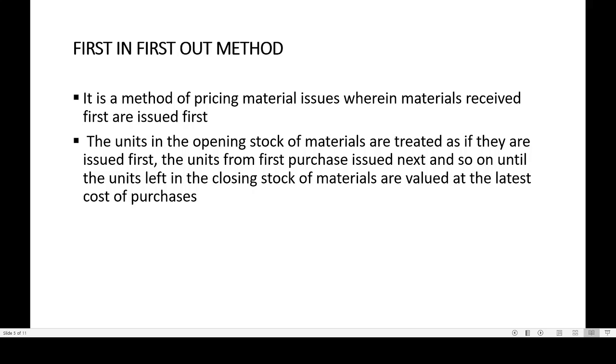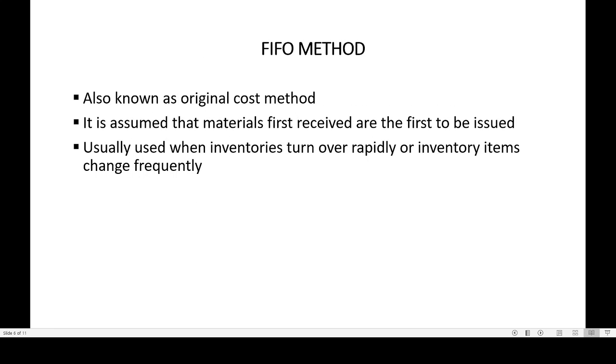Now, this is a method of pricing the issues of material in the order in which they are purchased. That is, the materials are issued in the order in which they arrive in the store. So, the units in the opening stock of materials are treated as if they are issued first. Then the units from the first purchase are issued next, and so on until the units left in the closing stock of materials are valued at the latest cost of purchases. So this method is also known as the original cost method.